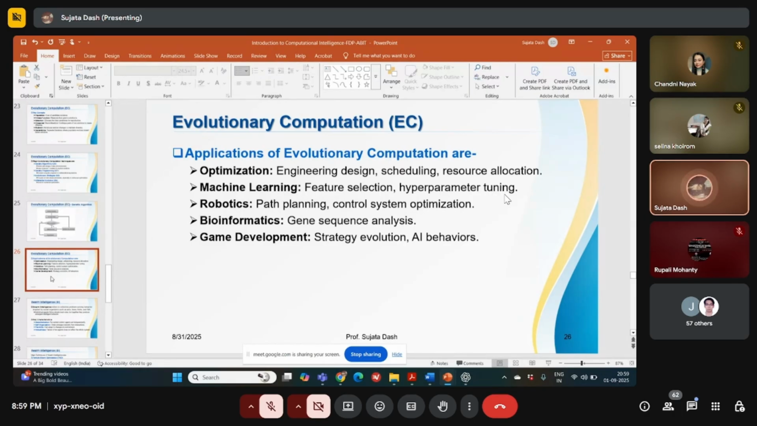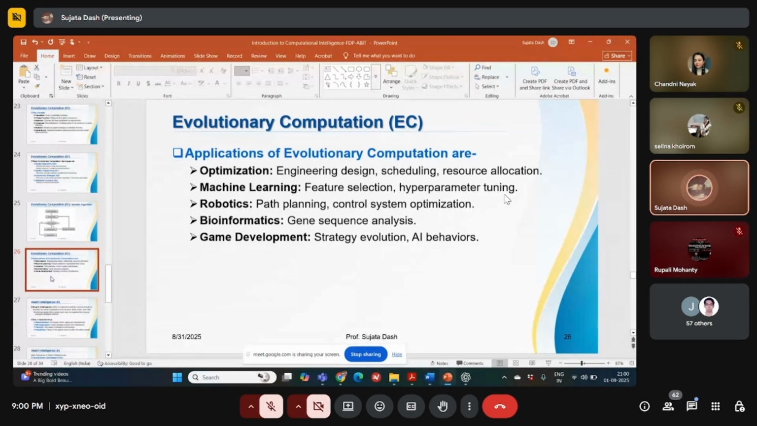EC can evolve the best settings for algorithms, like the parameters of the algorithm such as learning rate, network size, or regularization parameter in a neural network or SVM. Once you tune the parameters, the hyperparameters, then definitely it will help you to find the best possible solution.